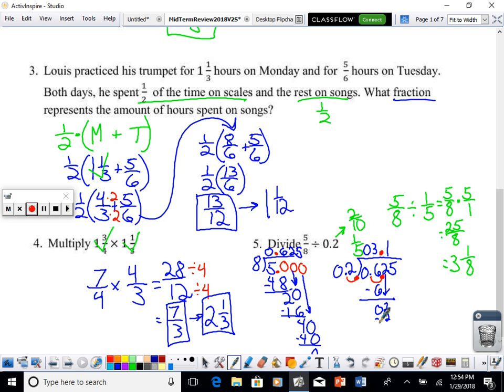So we either have 3.125, 3 1/8, or 25/8. All three of those are equivalent. They all mean the exact same thing. And depending on how the question's worded, any one of them can be the correct answer. This one just says to divide them, which means any one of these three is correct. They're all acceptable. So either 3.125, 25/8, or 3 1/8, and any of those would be acceptable.